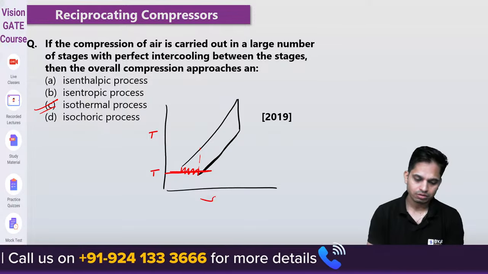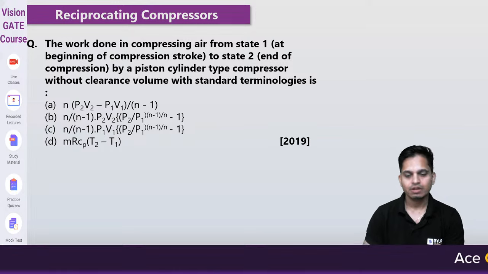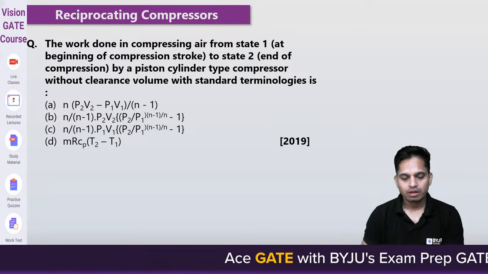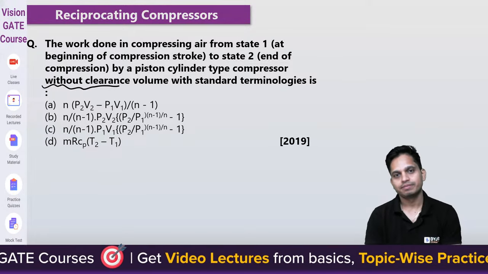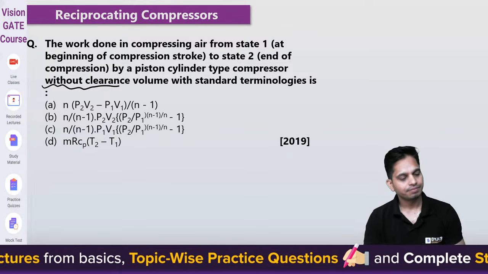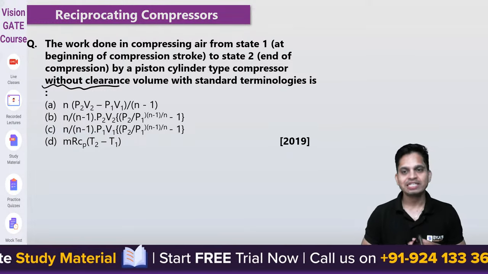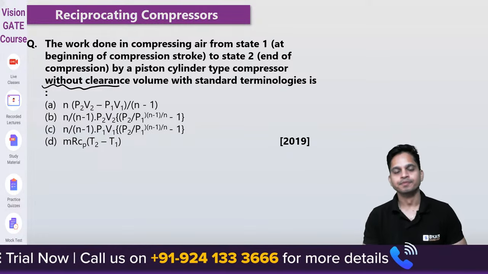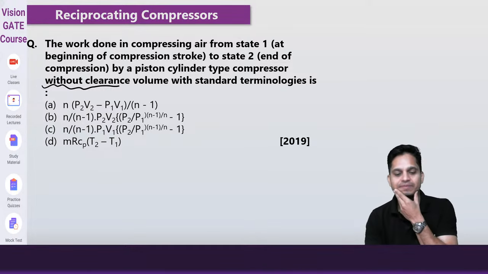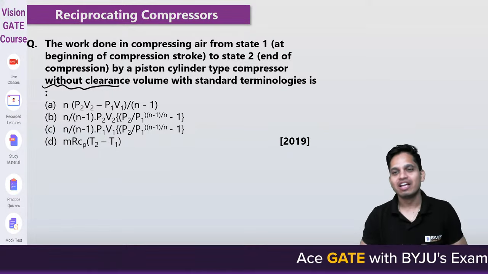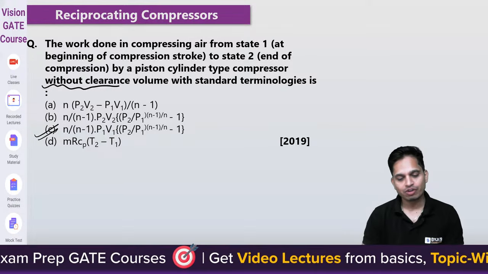Okay, chalo. The work done in compressing air from stage 1 to stage 2 without clearance volume with standard terminology is what? We have done this question. What is the answer? C. Are you saying C for this or for the last one? Yes, C is correct. n upon n minus 1, P1 V1, (P2 by P1) to the power (n minus 1) by n, minus 1. Very good.